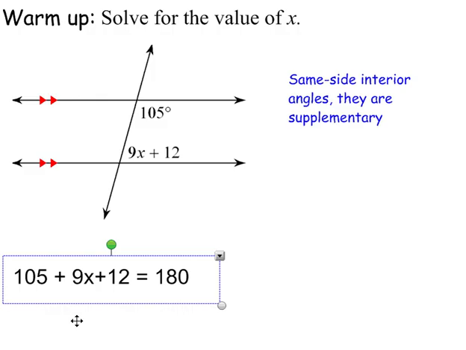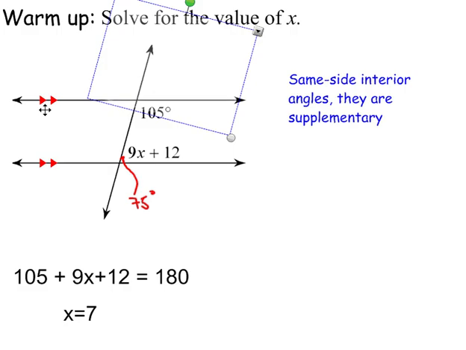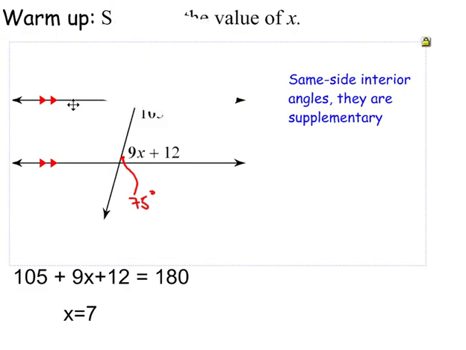And when we solve for x, we will get x equals 7. Which means that the measure of the angle here is 75 degrees. All right, so x is 7 and the angle measurement here is 75 degrees. Okay, now, what if I covered up some of these extra lines here?